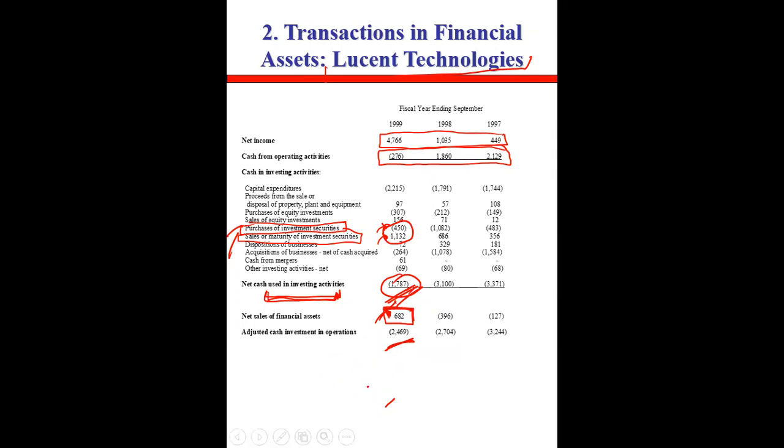So in this way, what is happening? By including the transactions of financial assets in the cash flow from investing activities, financial analysts often get misled by the standard cash flow statement.